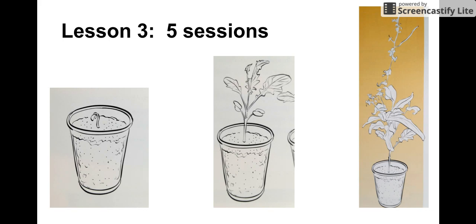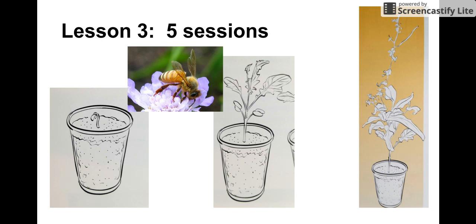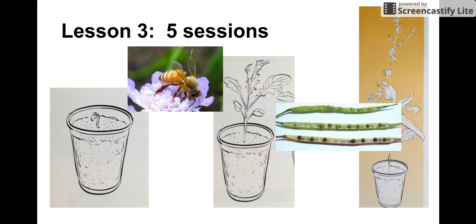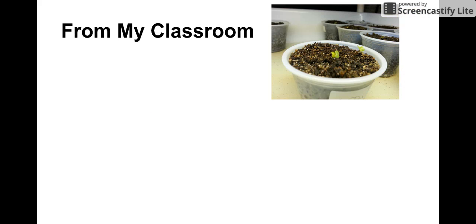The focus of the sessions in Lesson 3 are observing sprouts, observing leaf growth, observing flower growth, cross-pollination, and harvesting the seeds. Details about assessment opportunities and guiding questions for these sessions can be found on pages 25 through 30. Here are some photos from the brassica growing in my classroom this year.